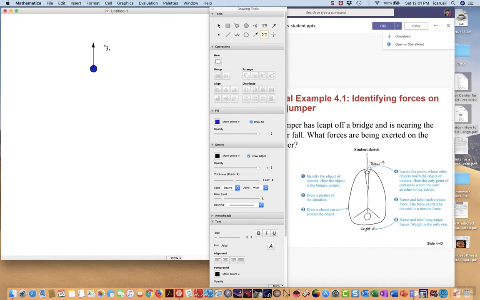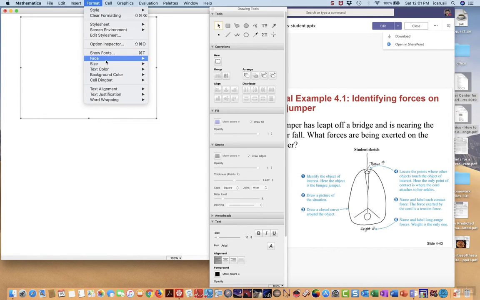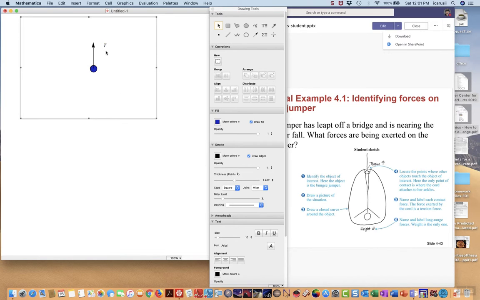There we go. It's not a very big T. Let's try and make that a little bigger. There we go. That's better. Okay. So there's my T, and I'm placing it right next to my force.